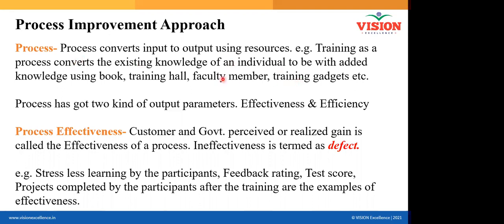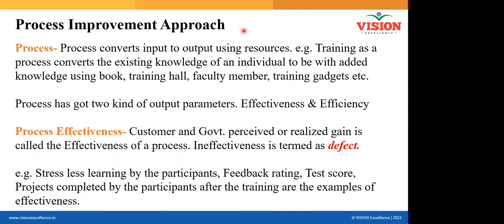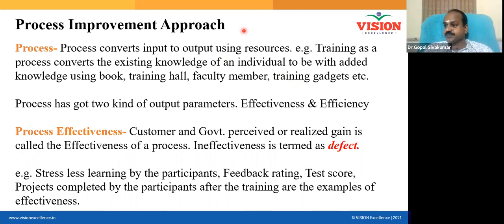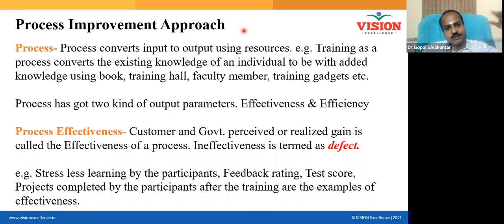All of them convert. Now this training is a process. Am I correct? Training is a process. What is the output here? Come on, what is the output in the training? Added knowledge. Before the training program, you have a certain level of knowledge with respect to Lean Six Sigma. After the training program, you will get some more knowledge added. So the added knowledge is the output.